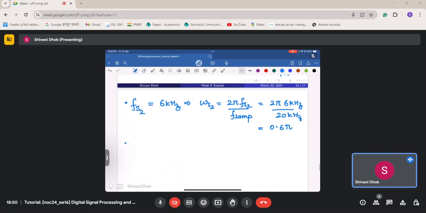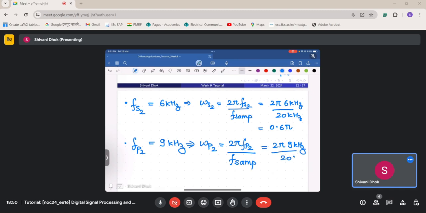And finally, we have the second passband edge, which is FP2, which is 9 kilohertz, which means that omega P2 is equal to 2 pi FP2 upon F sampling, which comes out to be 2 pi into 9 kilohertz divided by 20 kilohertz, and this comes out to be 0.9 pi.